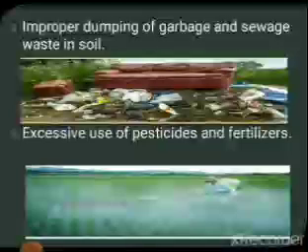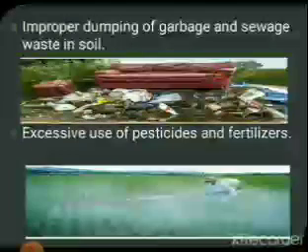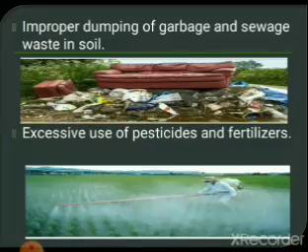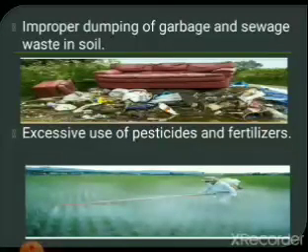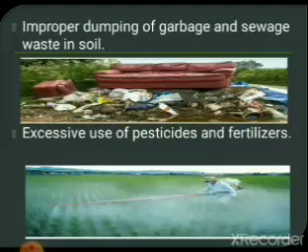Now, improper dumping of garbage and sewage waste in soil. As you can see in this picture, again there are different types of waste. Sofa covers are there, some plastic material. If you analyze this picture properly, you will see different types of material which are present. All are present in one place, and it is hampering the soil because there is no proper systematic way that this sort of material should be collected in its own zone.